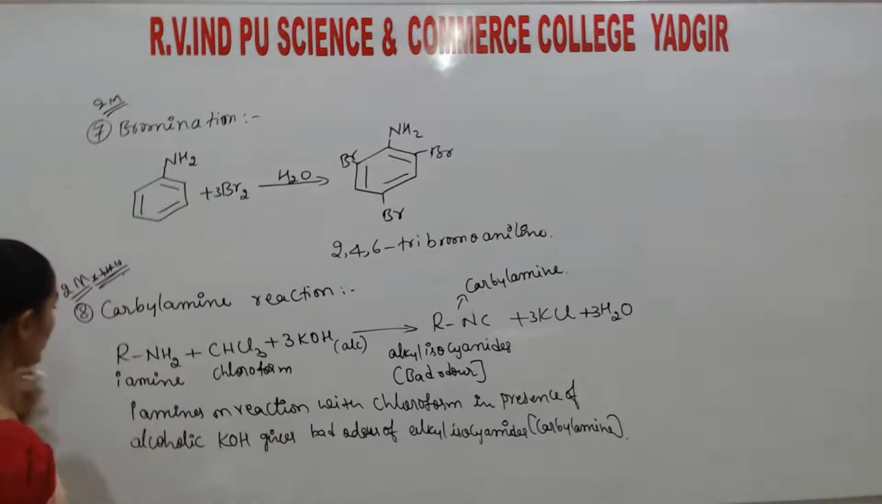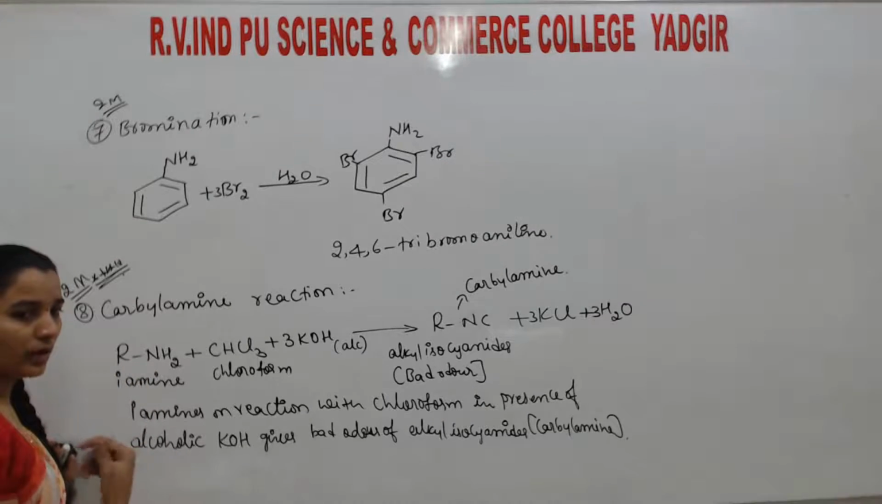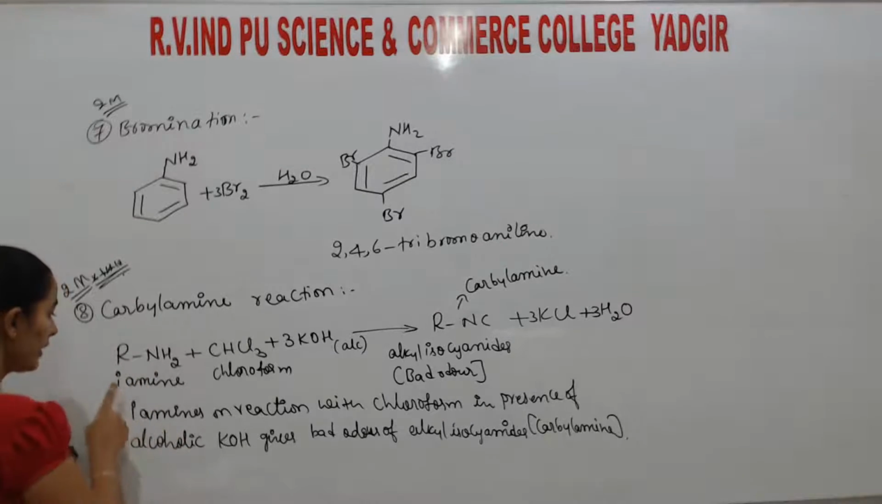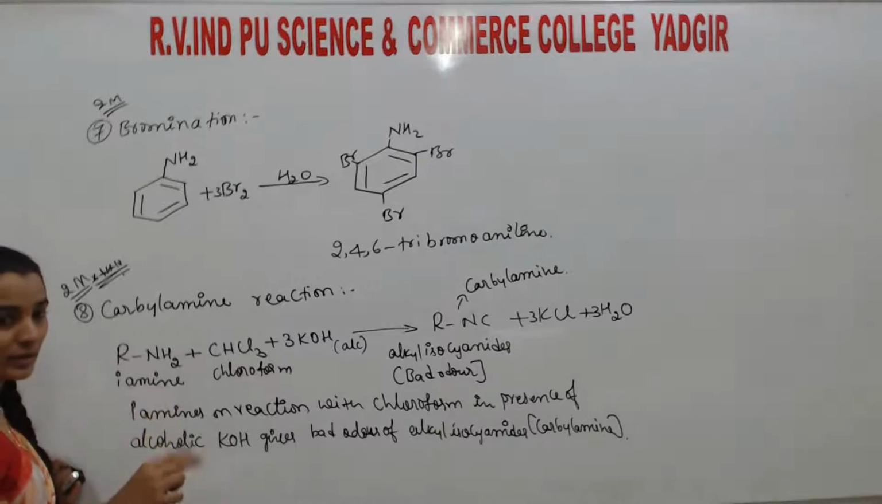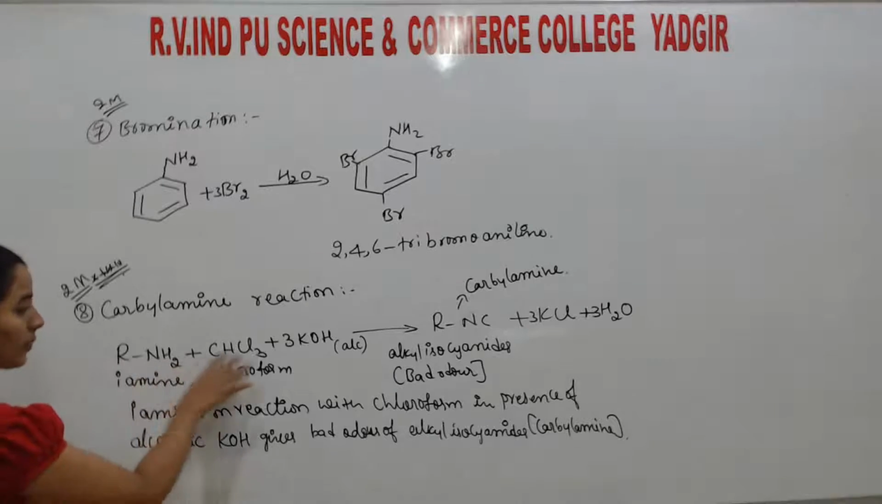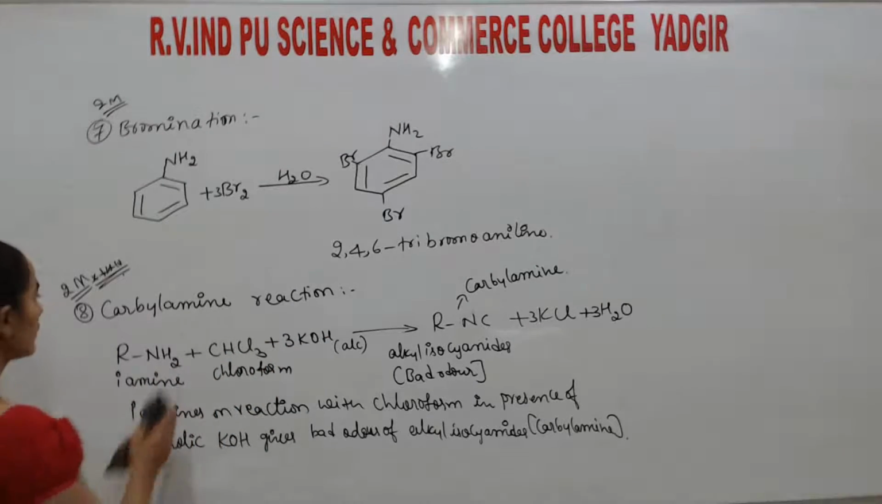Understand? Okay. So this R group may be replaced by any alkyl or any aryl. Remember, it must be a primary amine. If secondary amine is there, they won't form this type of amine. They won't form alkyl isocyanates. Okay?